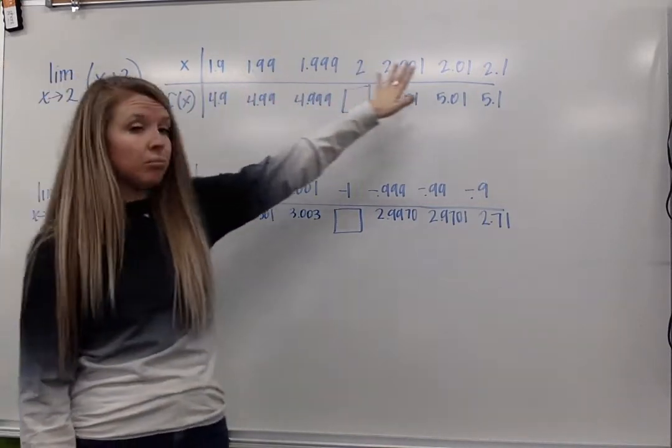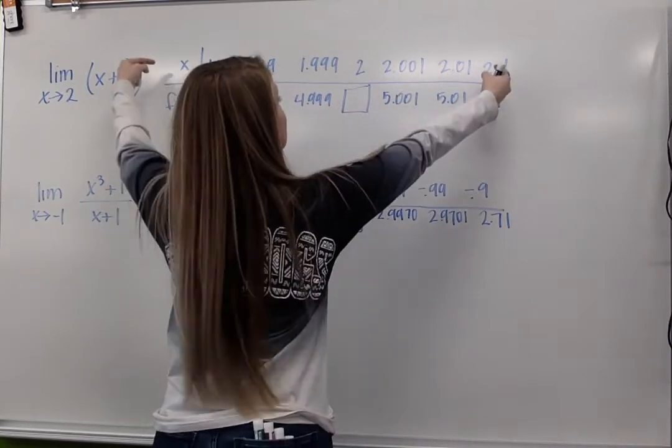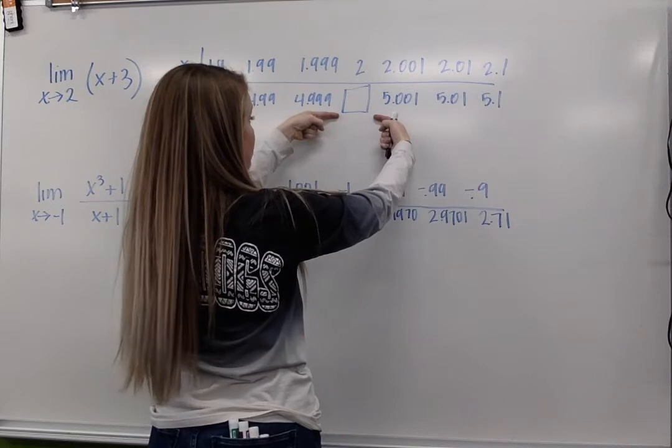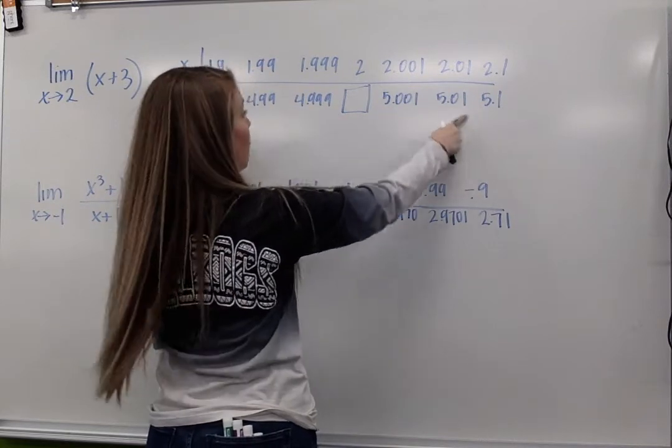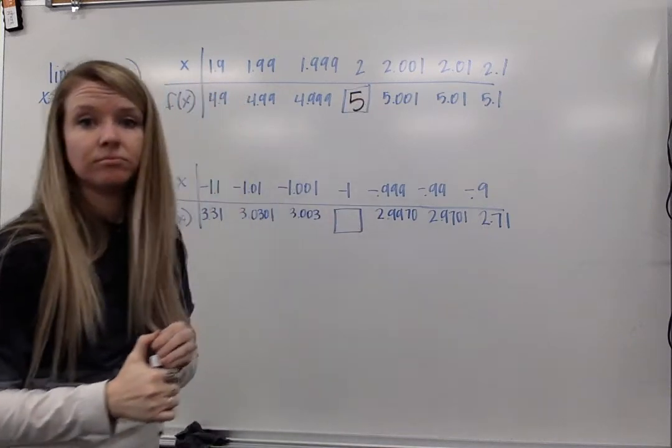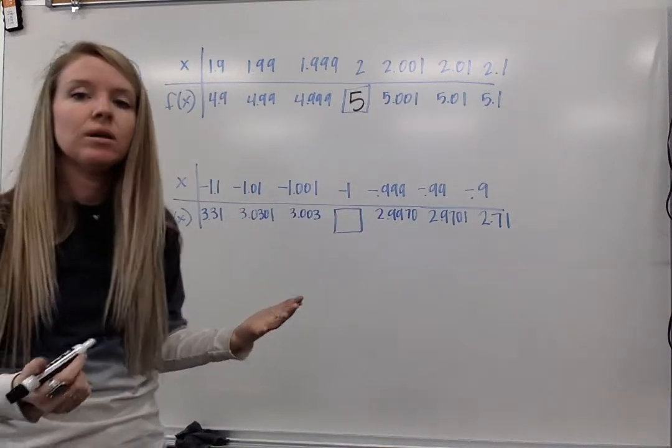I've built my table using, as x gets closer and closer to 2, what is my y value approaching? And in this case, my y value is approaching 5. Okay, we can see that from our table.